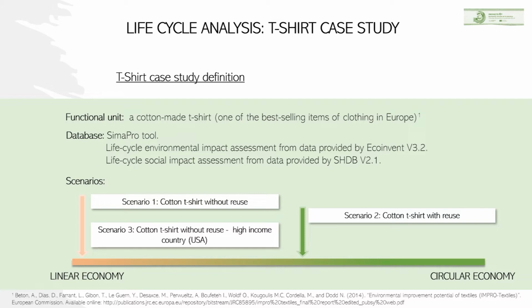Scenario 2 adds a reuse phase in a low-income country. In this case, we consider the reuse phase, and this phase is more connected with the circular economy, although the life cycle defined in the Scenario 2 is not totally circular. Scenario 3 replicates Scenario 1, but in this case, all the phases are located in a high-income country, which is USA. This scenario is also aligned with the linear economy.